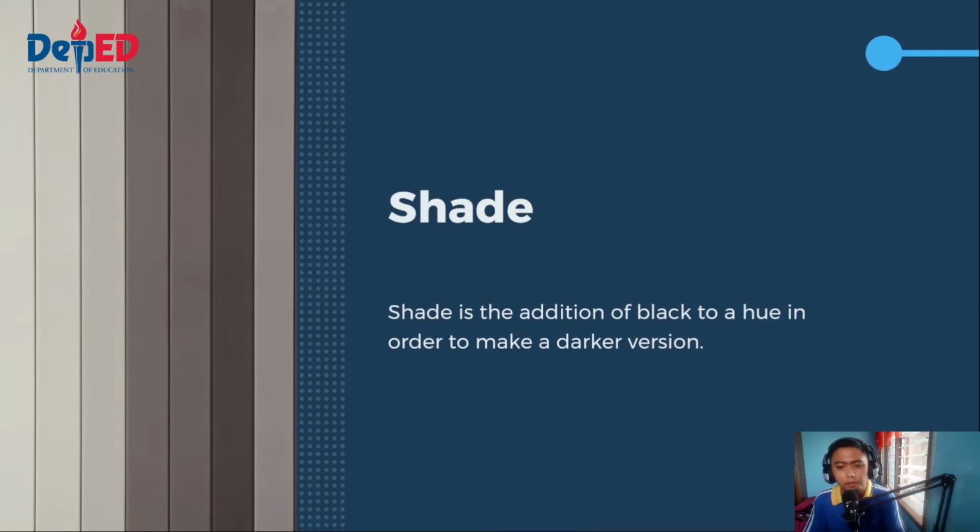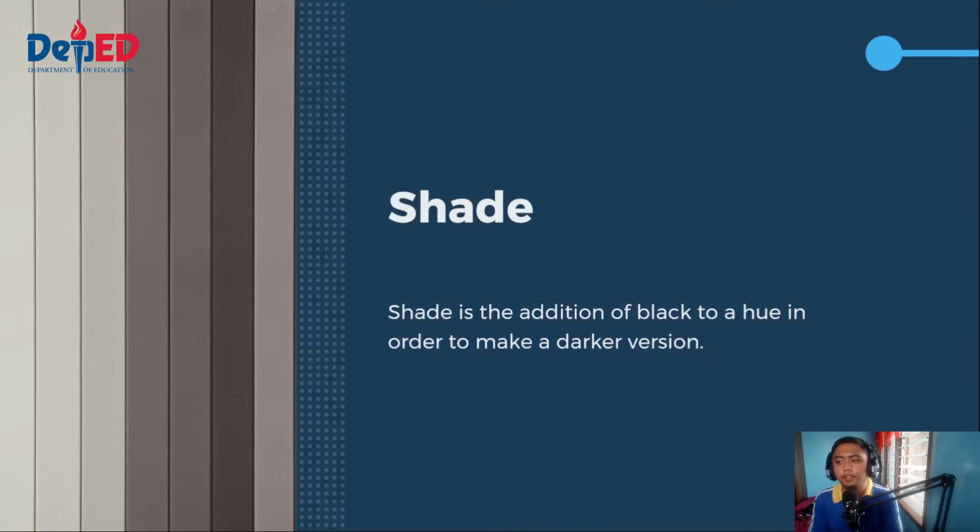Shade is the addition of black to a hue in order to make it darker. So let's say you want a maroon color. So magenta, for example, with the printer. You want a maroon color. It would put the magenta and a touch of black ink to create the maroon that you want, because maroon is darker than magenta.